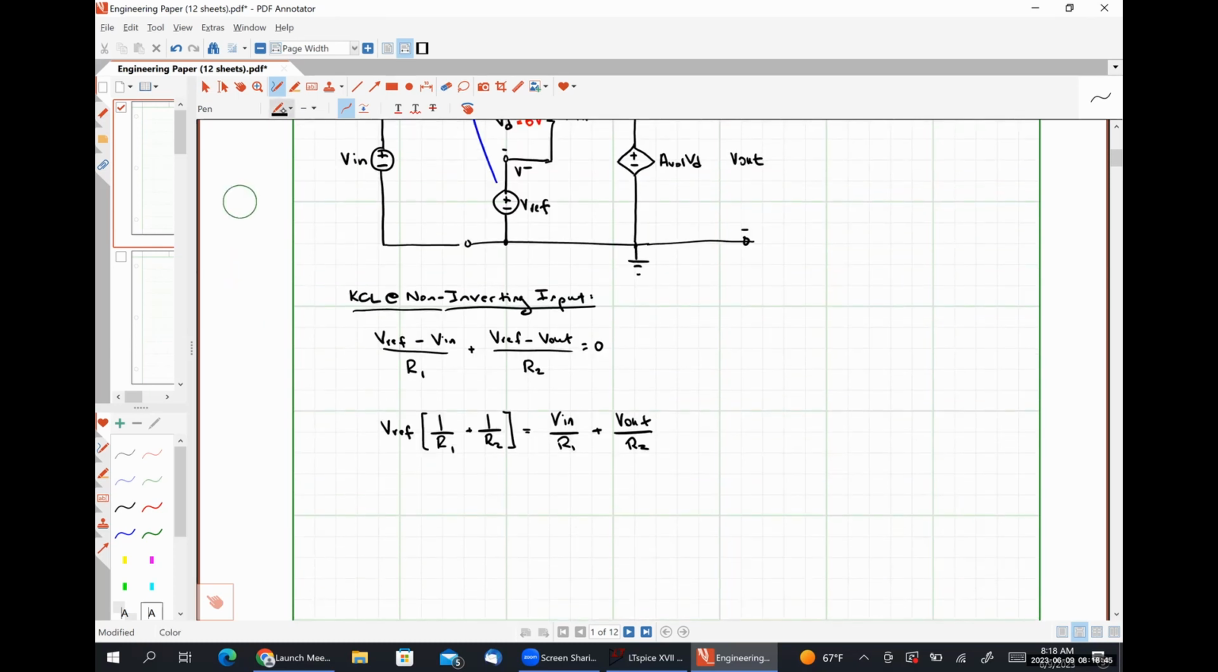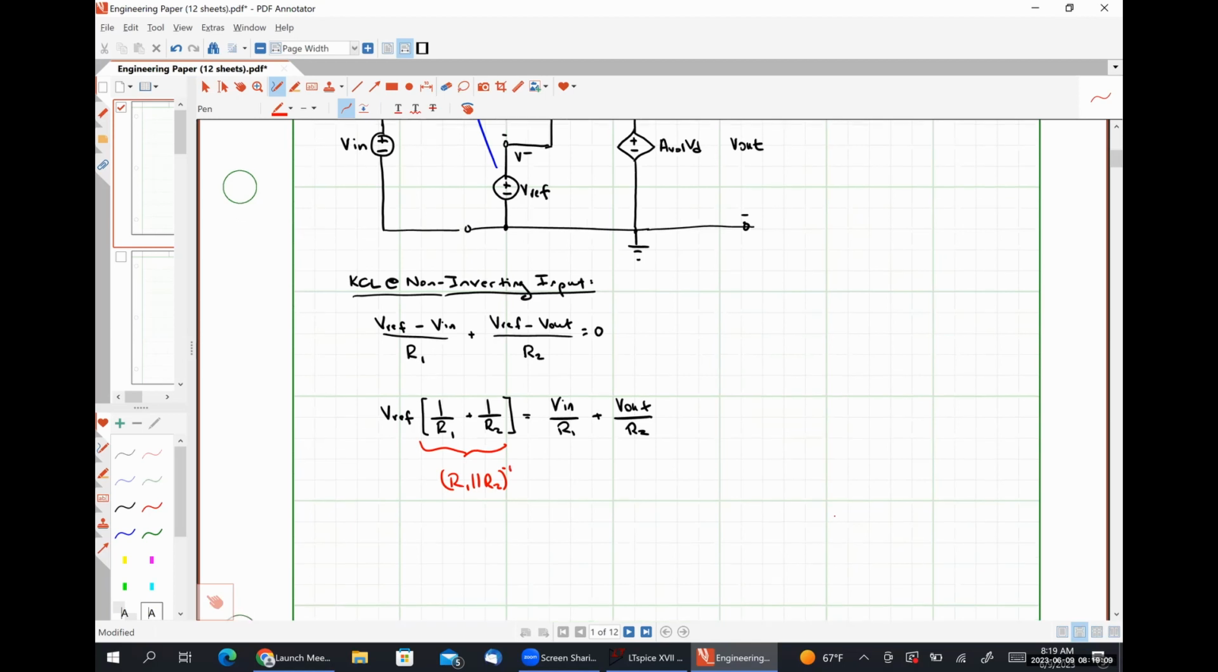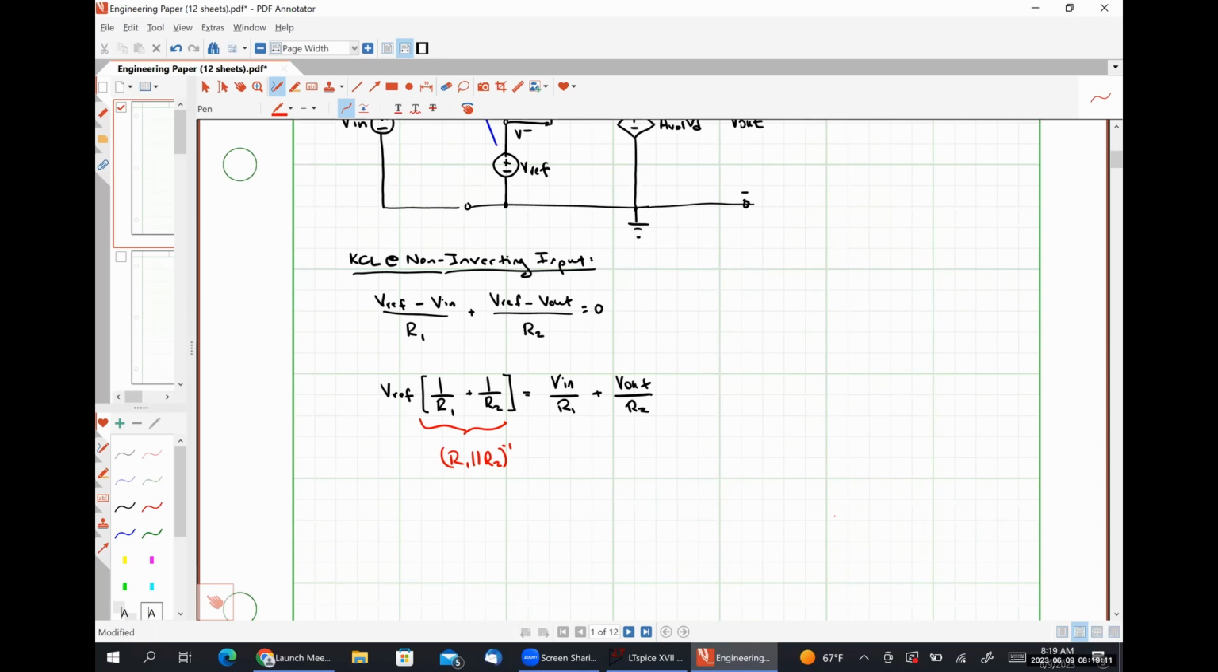This term right here is nothing more than R1 in parallel with R2, the reciprocal of that, right? So I can multiply through by R1 in parallel with R2 to clear that term.